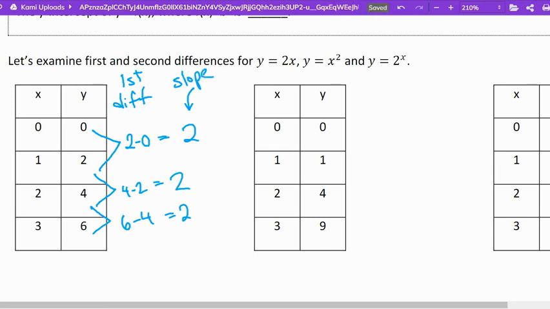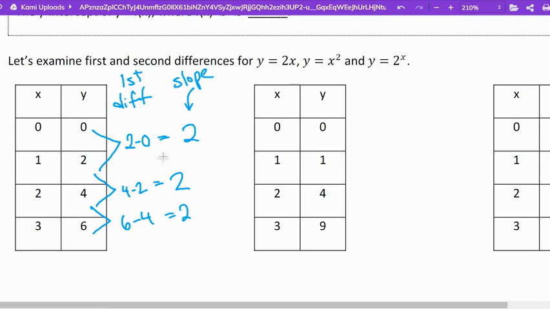Anyone remember another word we used for slope in grade 9? Rate of change. How fast or how does it change? Well, it goes up by 2 each time you go across by 1. That's a rate of change, and that's what slope means.